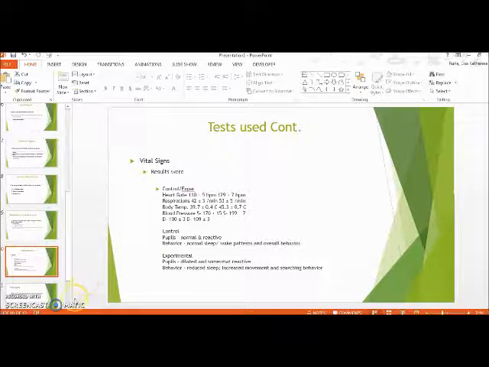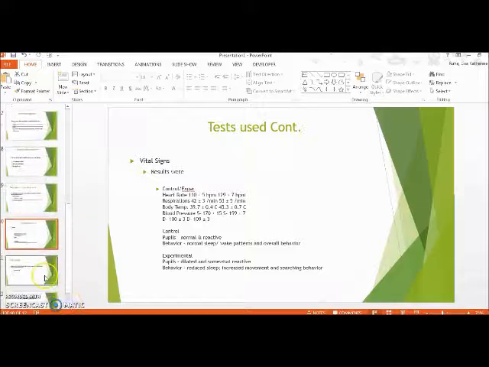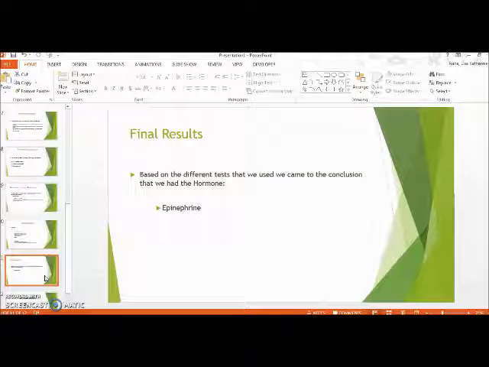So that being said, our final result was epinephrine. Based on the different tests that we used, we came to the conclusion that we had the hormone epinephrine.